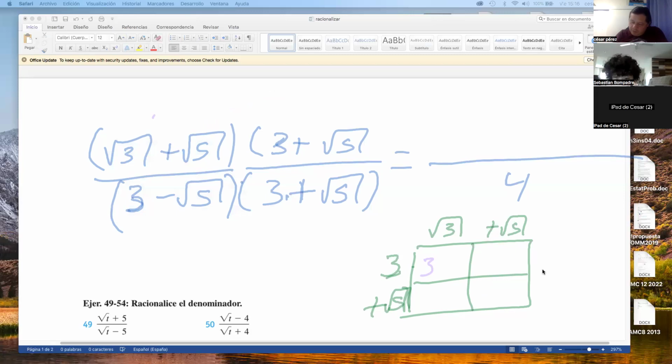So we will get 3, square root of 3, 3, square root of 15, and 3 times square root of 5, square root of 5, and 5.